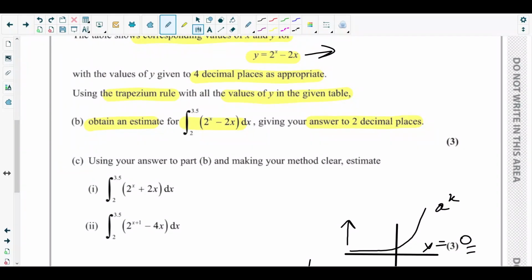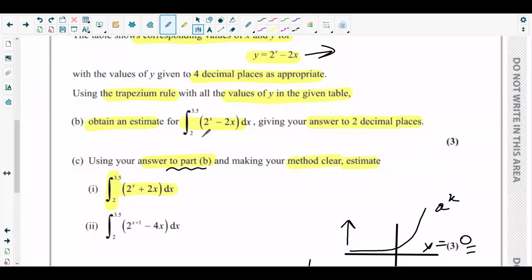Fine. Okay, next is part C. So part C1 at first. Here the question says, using your answer to part B and making your method clear, estimate in part 1 the integration from x equals 2 to x equals 3.5 of 2 to the power x plus twice of x dx. We need to find out this definite integral. The question says using the answer of part B.